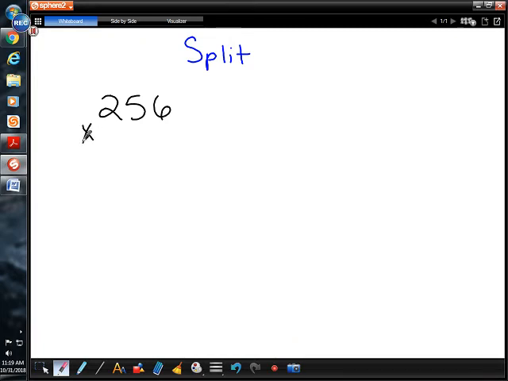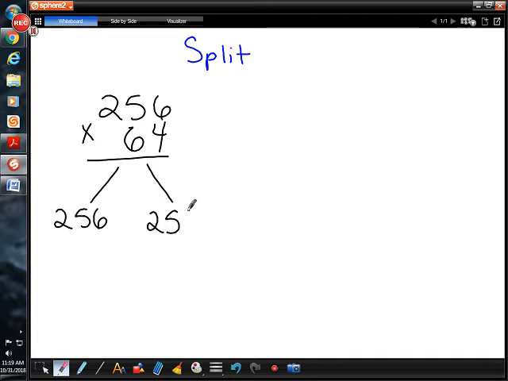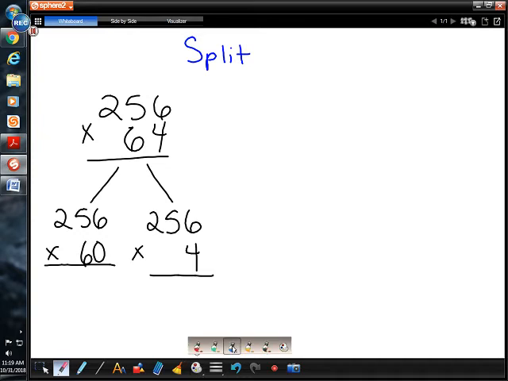Let's try 256 times 64. And I'm actually going to split this. That's why I call it the split way. This is 256 and this is 64. So I'm going to keep my 256, and I'm going to split that 64 into 60 and 4. And what this does is it makes smaller and easier multiplication problems.